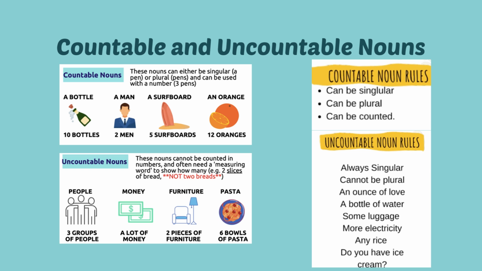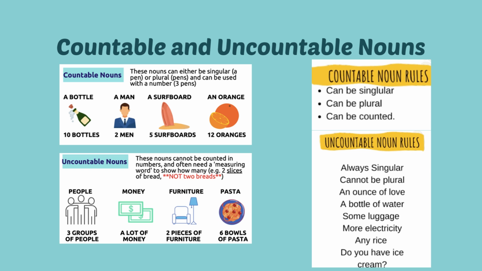A surfboard. She went to the store and bought 5 surfboards. You can count surfboards. An orange. There were 12 oranges in the bag. You can count oranges. All of these are examples of countable nouns. These nouns can be singular, 1 pen, or plural, 10 pens. And they can be used with numbers, 3 pens.